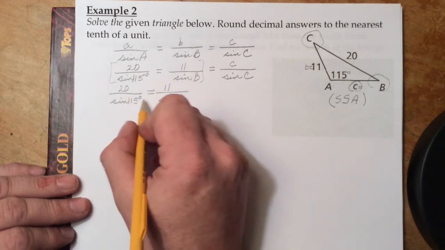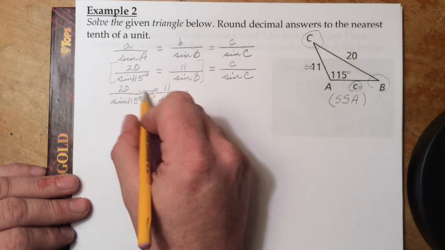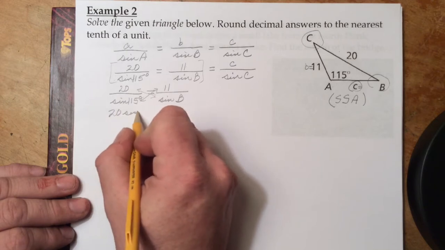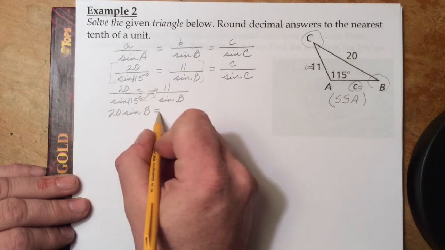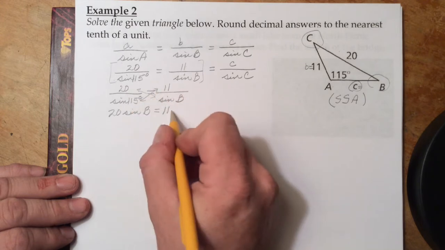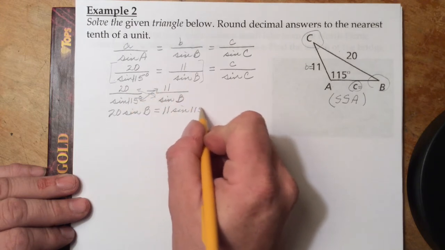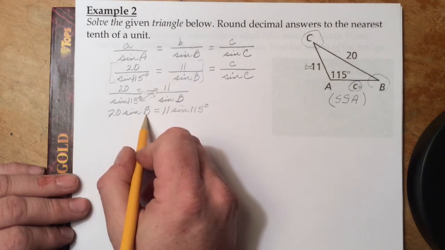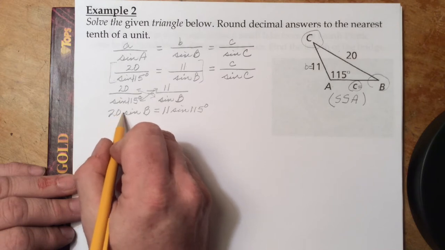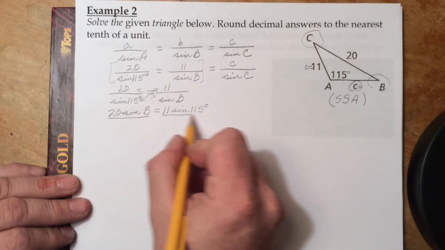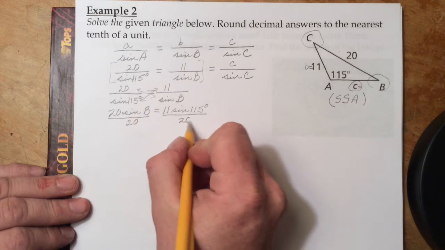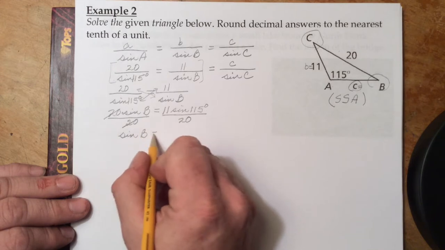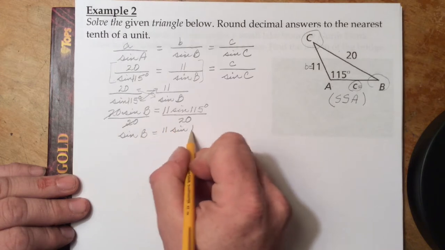Now, because this is a proportion, we can cross multiply or use cross products. When I use cross products, going this way, I get 20 times the sine of angle B equals 11 on this other side times the sine of 115 degrees. Now recall, we're trying to solve for angle B. So we need to get rid of the 20 that's being multiplied with it, so we divide both sides by 20. Those 20s divide out, and we get the sine of angle B equals 11 times the sine of 115 degrees divided by 20.